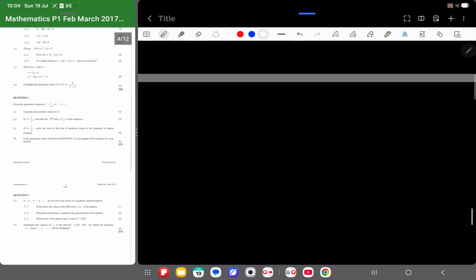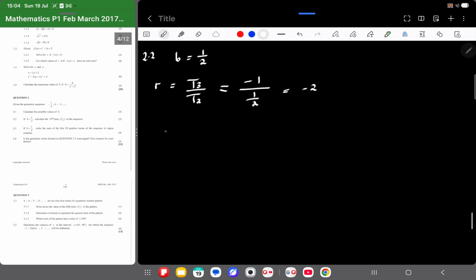Moving on to question 2.2. If b is equal to positive 1/2, calculate the 19th term of the sequence. We are given the value of b. Now we have to determine r. r will be equal to T3 over T2, which would be equal to -1 over 1/2, which is equal to -2. And then from there we can determine our nth term.